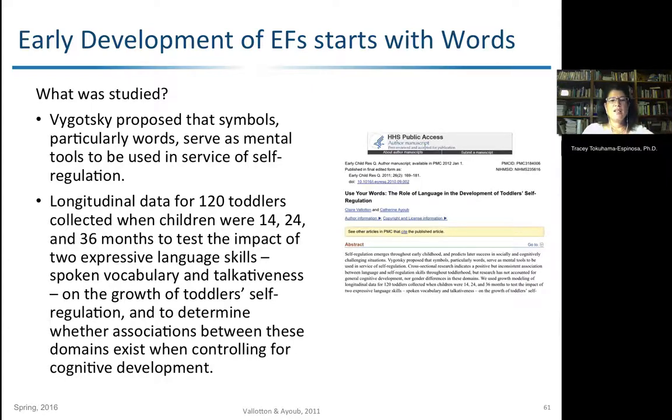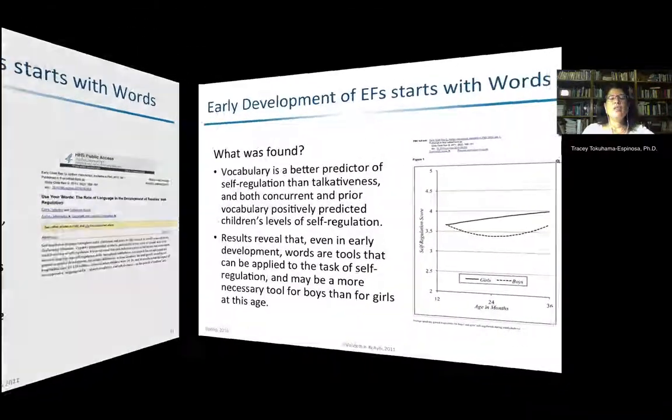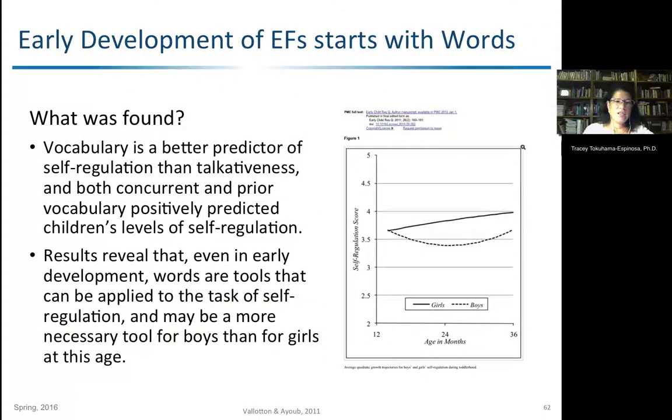Bellatoon and Ayub conducted a longitudinal study in 2011. It collected data from 120 toddlers when they were 14 months old, 24 months old, and 36 months old, to test the impact of their language skill as it correlated with self-regulation, to see if there was a relationship between the amount of words a person used and the way they were able to self-regulate. And what did they find?